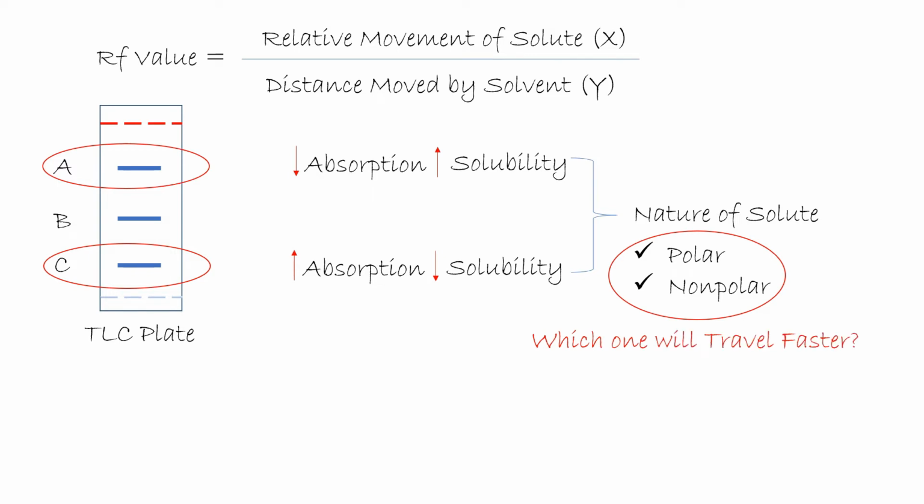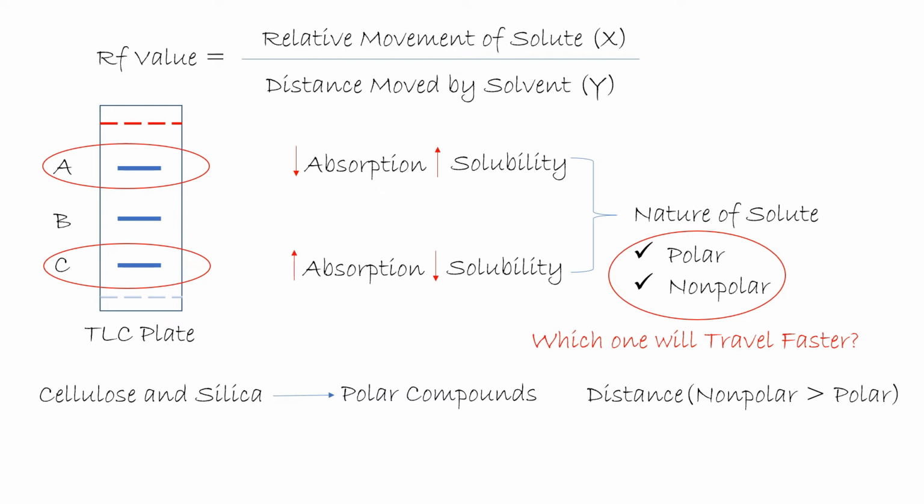To answer this, we will need to first understand that our stationary phase is always polar when we consider paper or thin layer chromatography, because cellulose and silica are both polar compounds. And we can say that polar compounds in comparison to non-polar compounds will be more retarded due to more adsorption tendency with the polar stationary phase, because non-polar compounds will never interact with polar stationary phase. So, we can say that the non-polar compounds will travel a longer distance as compared to polar solutes.